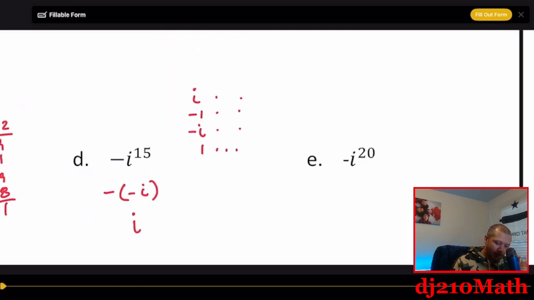Okay. Negative i to the 20th power. Well, 20 is divisible by 4, so that's going to be the bottom one. Right? 4, 8, 12, 16, 20. Right? i to the 20th is down here. So it's just 1. Answer is positive 1. But this is negative, right? Because negative is in front. So negative 1.